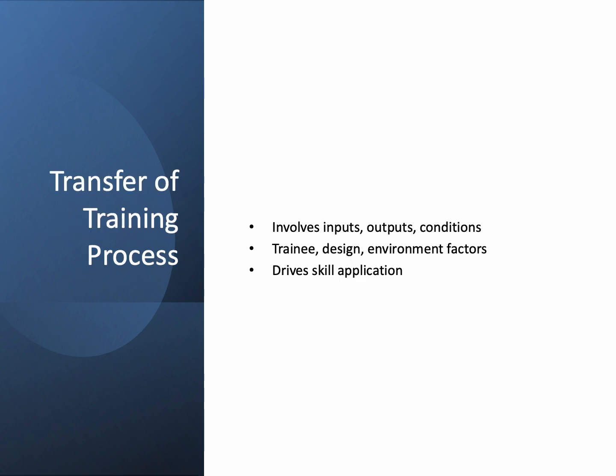The transfer of training process involves inputs: trainee characteristics, design, environment; outputs: skill application; and conditions: organizational support. It ensures skills are generalized and maintained. For example, a customer service training's success depends on motivated trainees, effective design, and supportive conditions. As we discuss this, consider how this process applies in your field. In industries like hospitality or manufacturing, understanding this process ensures training leads to measurable performance improvements, aligning with organizational objectives.